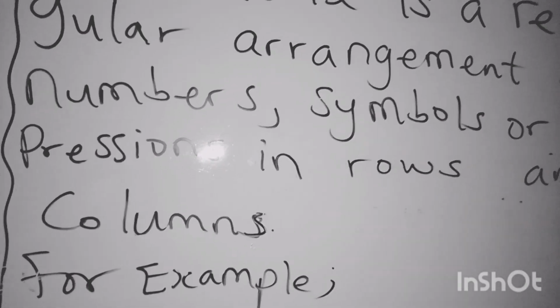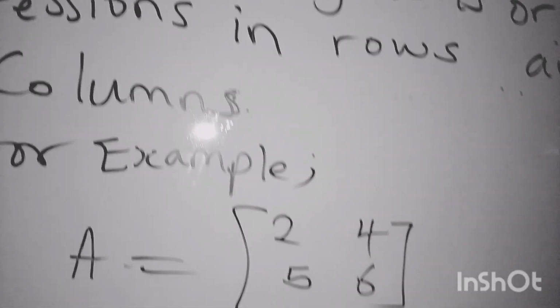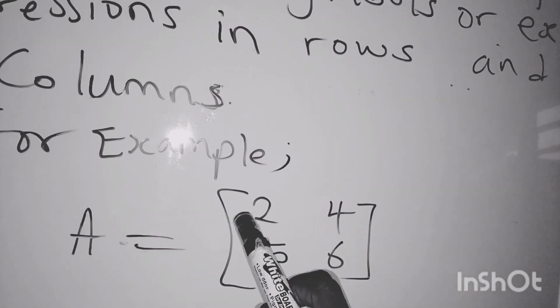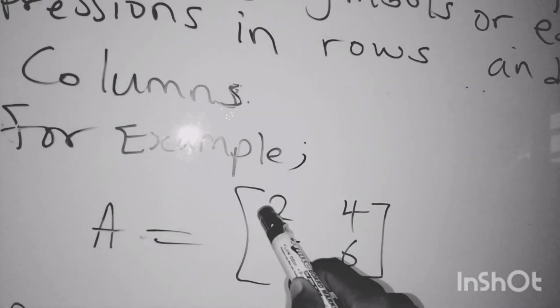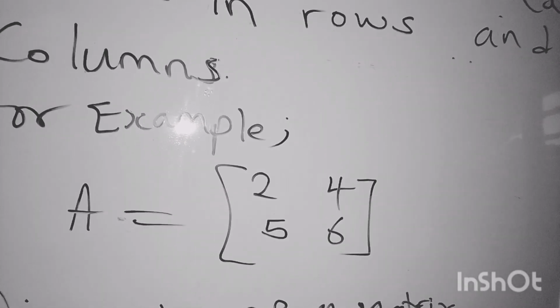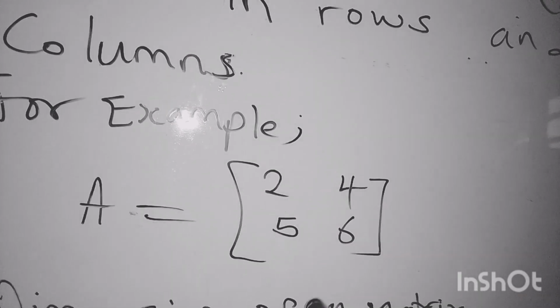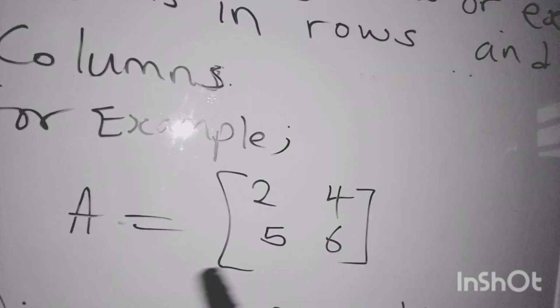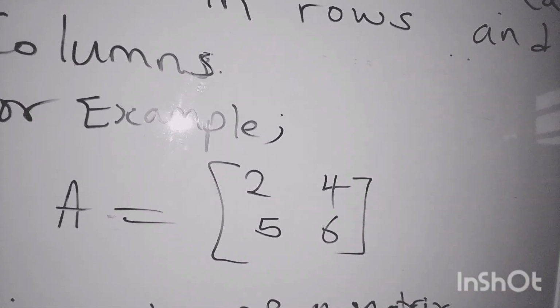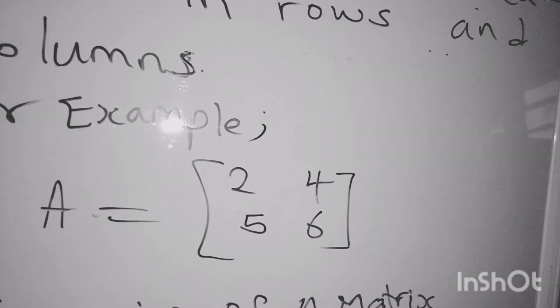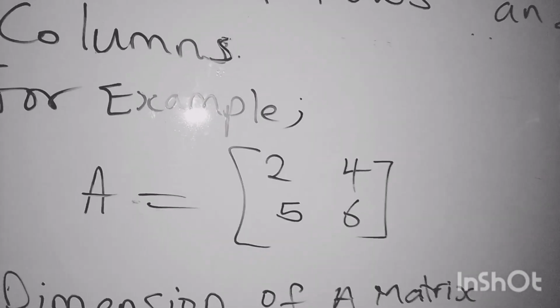For example, let's see this matrix below. The elements in the first row are 2, 4, and the elements in the second row are 5, 6. The elements in the first column are 2, 5, and the elements in the second column are 4, 6. That's just what rows and columns are.